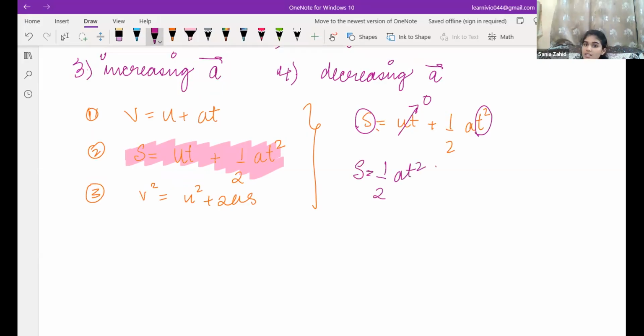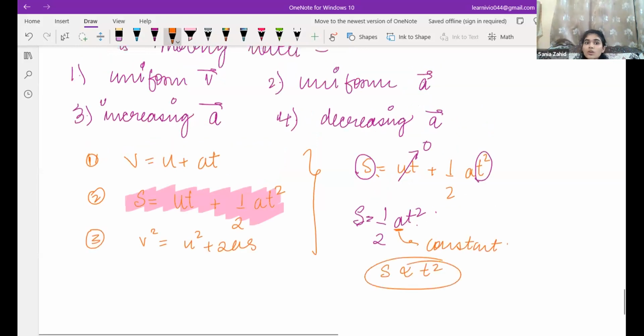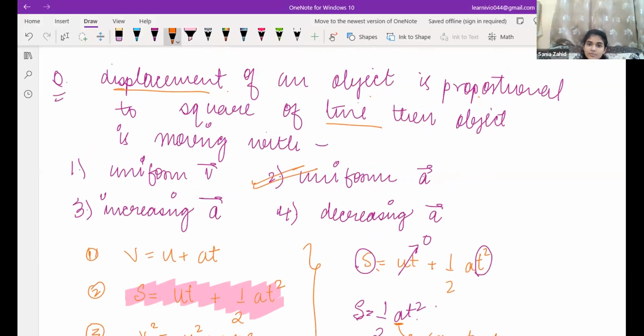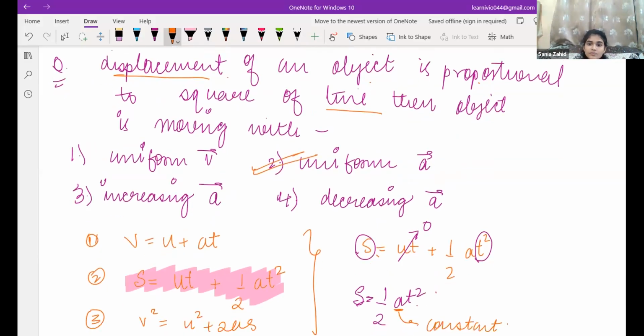Now, when is the displacement proportional to t square? When this a value is a constant, it is not changing. When this a value is constant, then S will directly be proportional to t square. So when a value is not changing, that means it is uniform acceleration. Okay, you understand this? Okay. Take a screenshot quickly.